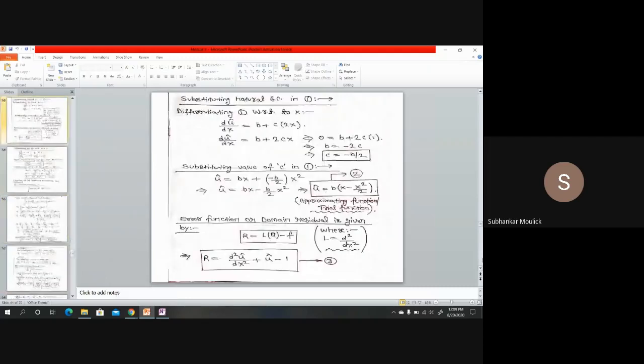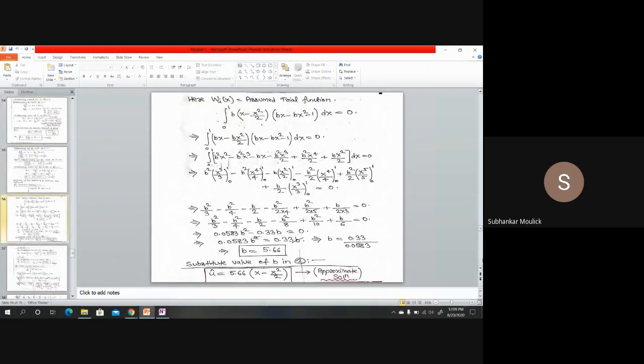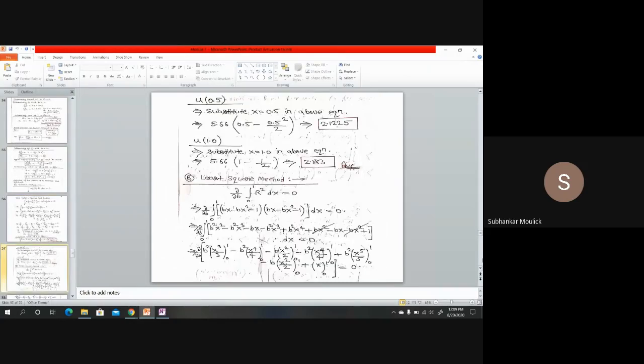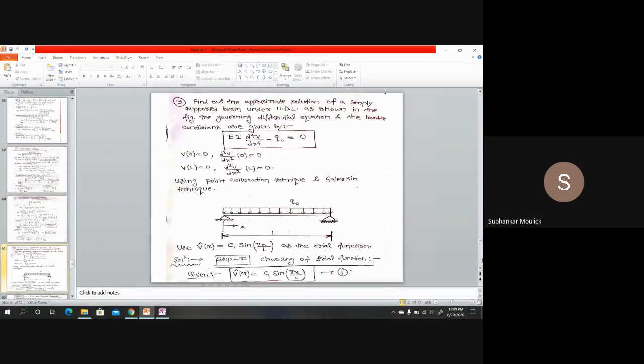So it is not necessary that every time the question will provide you the boundary condition. You have to read the question, accordingly draw the diagram of the question, and accordingly decide the boundary condition. And one more thing: every time it is not necessary that the trial function will be given to you. You have to assume the trial function by drawing the proper diagram.